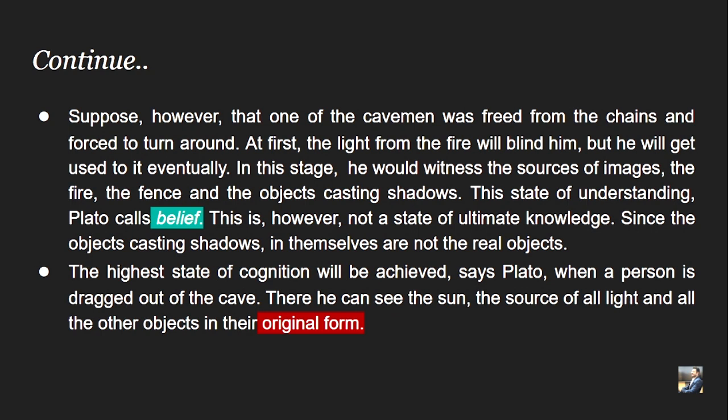There are basically three stages Plato talks about. First is imagination, where they consider shadows to be real. Second is belief, when the freed caveman steps outside and sees the sources of those shadows, and comes to the realization that the shadows we were seeing are not real, they were just our belief. And third, when he breaks the complete chain, steps outside and sees the sun, that is when he realizes that this is the real object, the real knowledge. That is the original form.